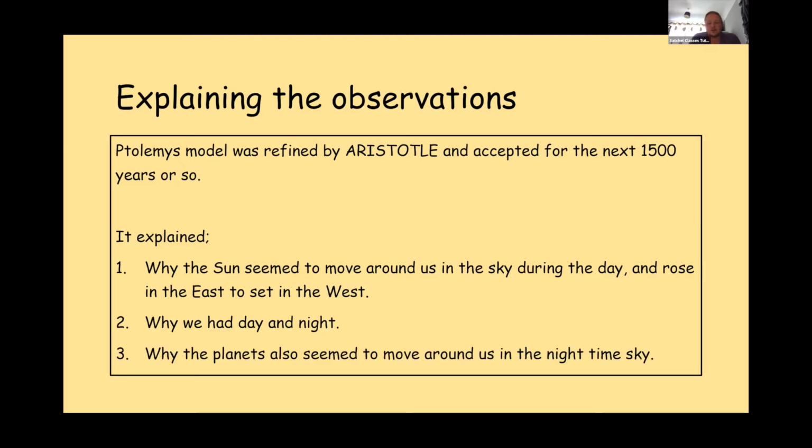It also seemed to explain why the planets moved around us in the nighttime sky. Because the planets were moving around us because we're at the center, they must be going around the sky too, just like the sun.